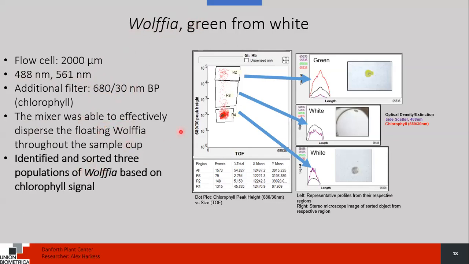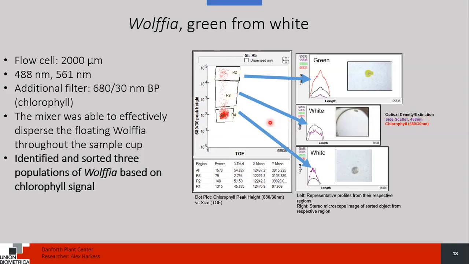And then we took a look at the size of the plant and the different levels of red peak height reflective of the fluorescence from chlorophyll. And we see that there's a whole bunch here up at the top. There's a distinct cluster here at the bottom, and then something in between. And the instrument was also set up to pick up side scatter from the 488 laser.